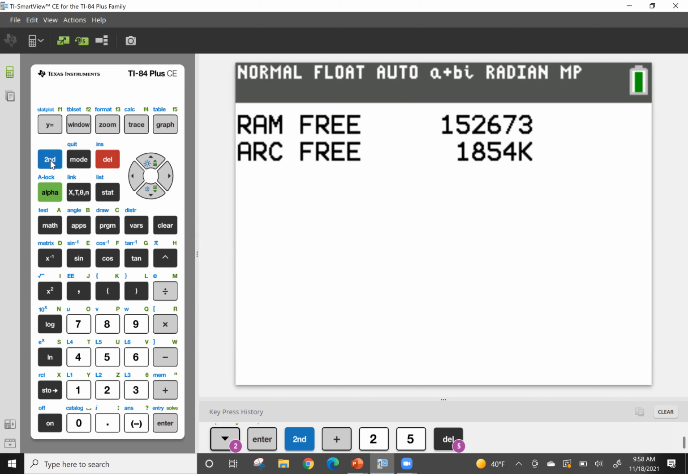Okay. So the matrix menu, do you all have a calculator? Do you have a calculator? Do you have a calculator? Okay. Just want to make sure because you really want to practice this on a calculator.